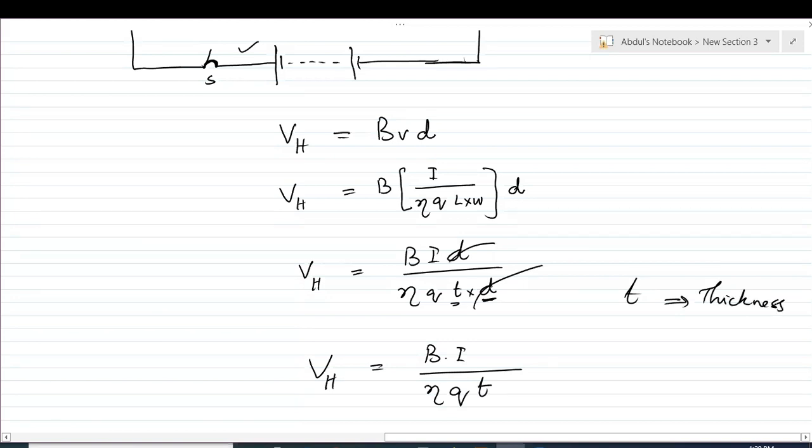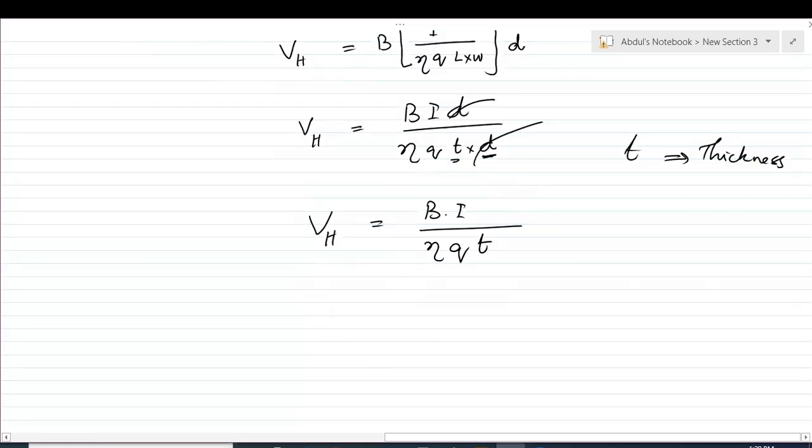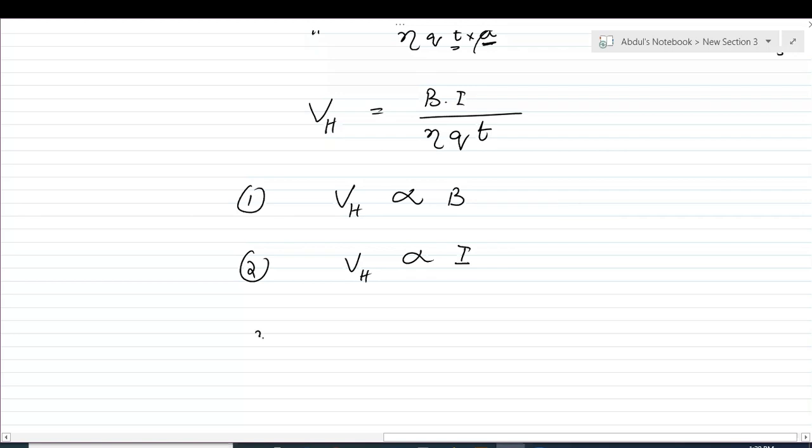So from this, number one, we can write that the Hall voltage developed in the crystal is directly proportional to B. Number two, it is directly proportional to I. And number three, it is inversely proportional to the number density. Number four, it is inversely proportional to the thickness of the crystal, and so on.